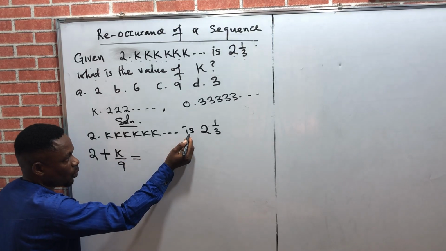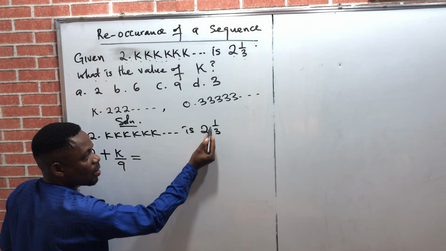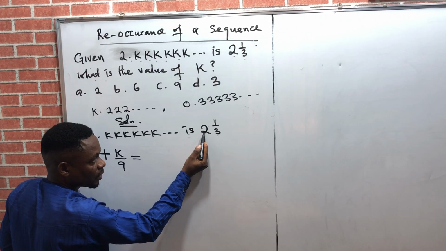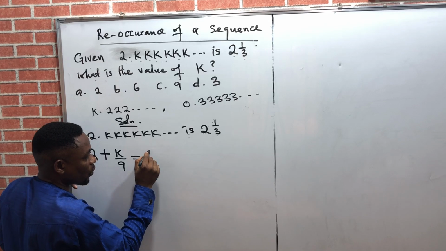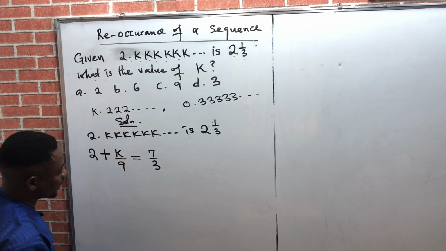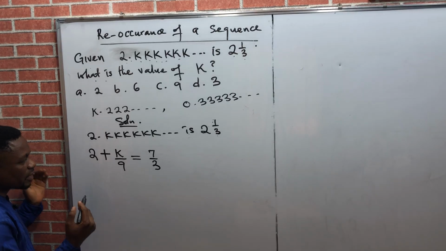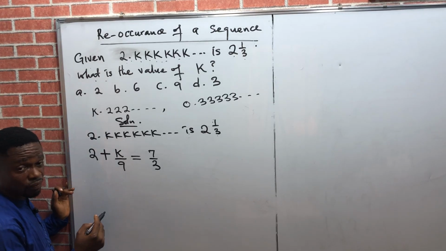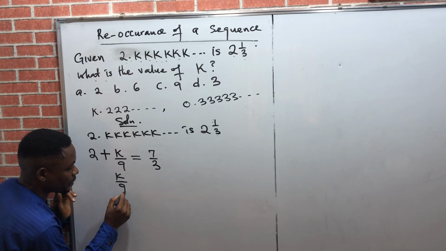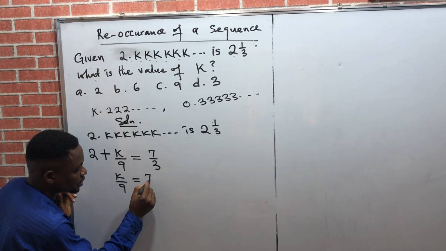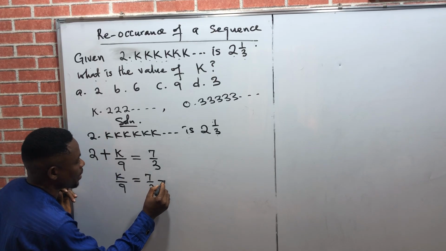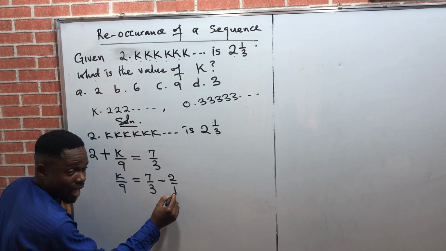Then can we now move? Is means equal to. And they say 2 whole number 1 over 3. Let's change it now. 3 times 2 is 6. And 6 plus 1 will give you 7, all over 3. Can you see that I can get the value of k instantly? All I need now is to do collection of like terms. 2 will move over here. It will remain k over 9, equal to 7 all over 3. As 2 moves to the right, it will change to minus 2, then call it over 1.